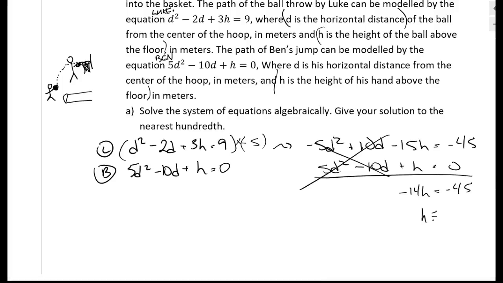45 divided by 14, 3.21. It says to the nearest hundredth, so I'm going to keep 2 decimal places. Height above the floor in meters. Awesome. That's pretty high.